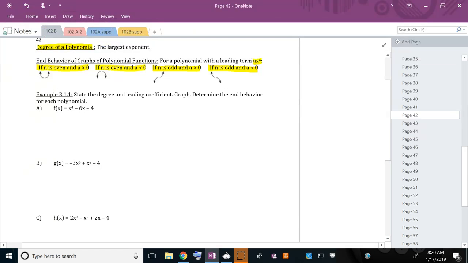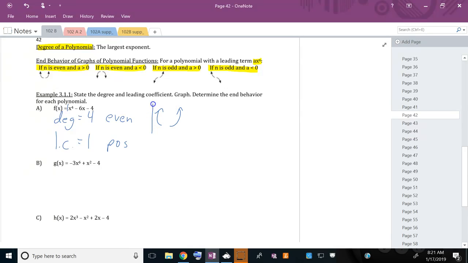So let's look at some polynomials. Let's start with f of x is x to the fourth minus 6x minus 4. So the degree, again, is the largest exponent, which is 4, and that's an even number. My leading coefficient, I'm going to use LC as short for that. Here, there's nothing written down, so it is an understood one, but more importantly, that's positive. So this should be my first case. Both sides are going up.